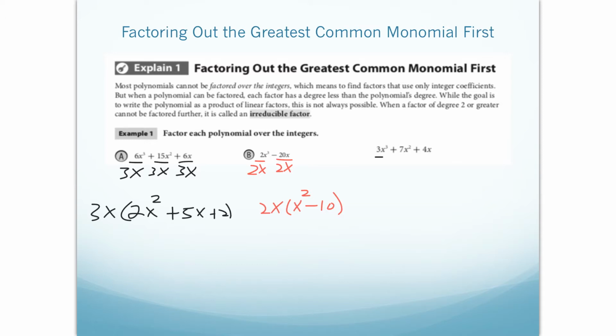If needed, we could factor a 1 out of here, actually a 1x. There's no greatest common factor in the numbers, but there is an x that goes into all of them. So 3x squared plus 7x plus 4 is our greatest common factor factored out. So something also to notice is if you can't factor something, it would be considered irreducible. So if you can't factor out something, that's what you would write.